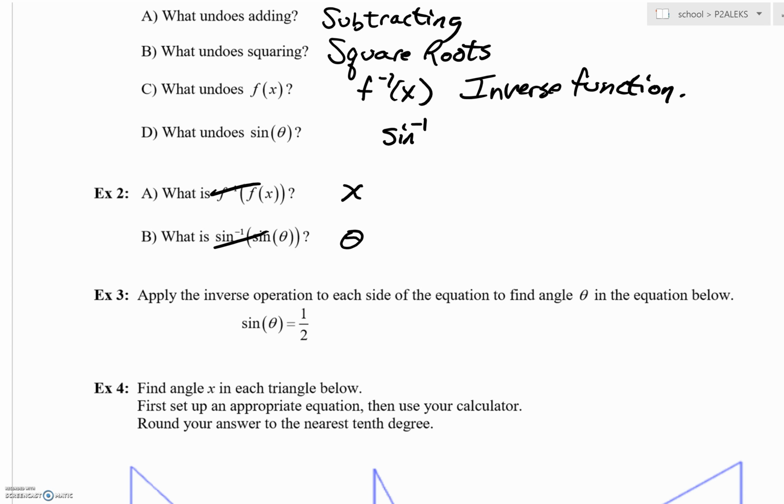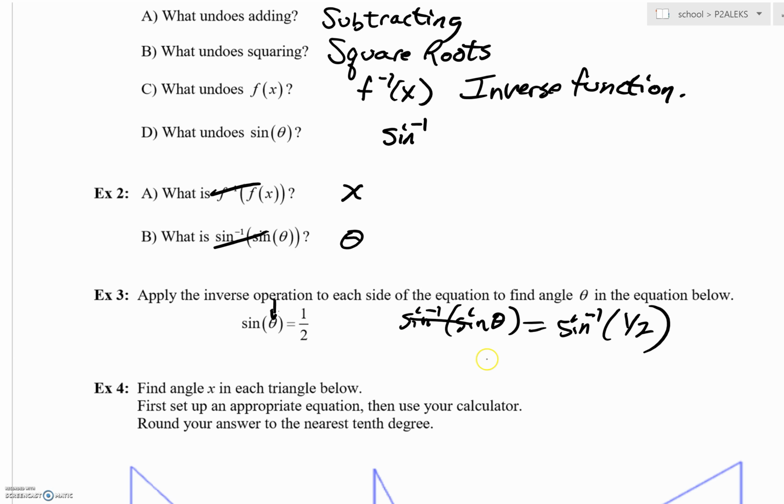So take a look at example 3 right now. If I want to just have theta, I want sine to go away, I can't divide by sine. Sine isn't a number. Sine is a function. So I need an undo button to make it go away. What do I have to do? I have to take inverse sine on the left, and I'm going to have inverse sine applied on the right. That's still the basic premise: what you do to the left side, you do to the right side.